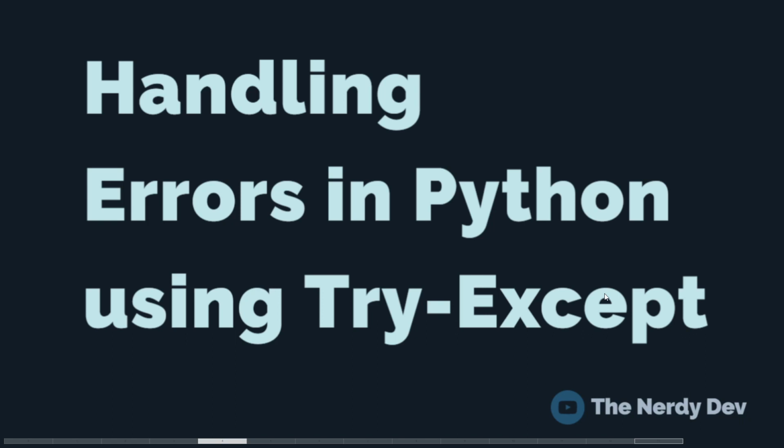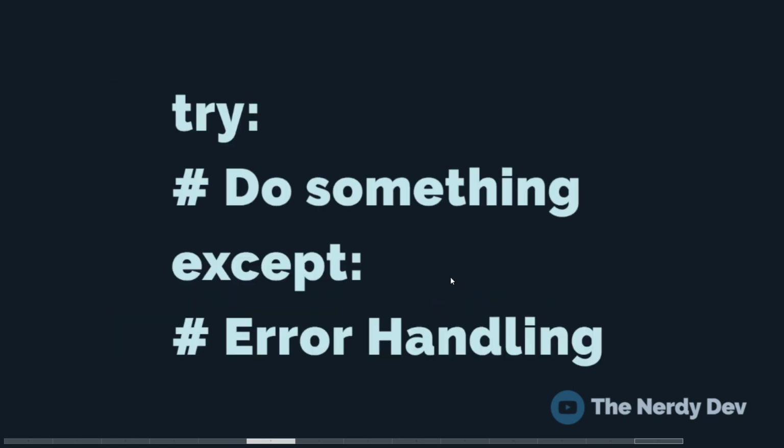So here's the syntax for this. First we have the try block in which we define some code. Then we have the except block where we handle the errors that may occur in the try block, in any of the statements that you write in the try block. So let us understand each of these keywords first before we move on to writing some code.